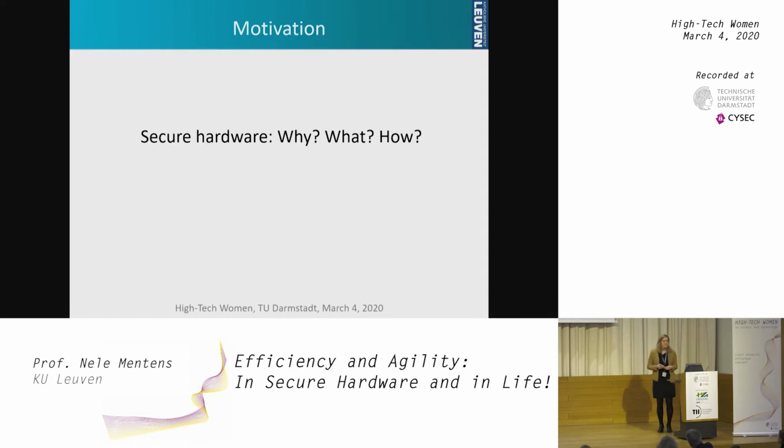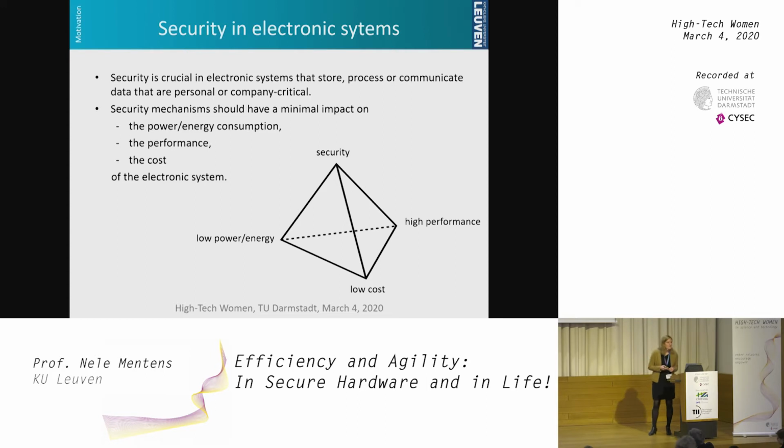When we talk about secure hardware, what do we mean? Why, what, how? We all know that when we look at electronic systems that store, communicate, process personal data or company critical data, security is important. And so we need to make sure that these electronic devices are secure, and that doesn't come for free. There's always an additional cost due to security in power or energy consumption, in performance overhead, or in cost. So we always need to take into account these parameters or requirements when we develop a secure system.